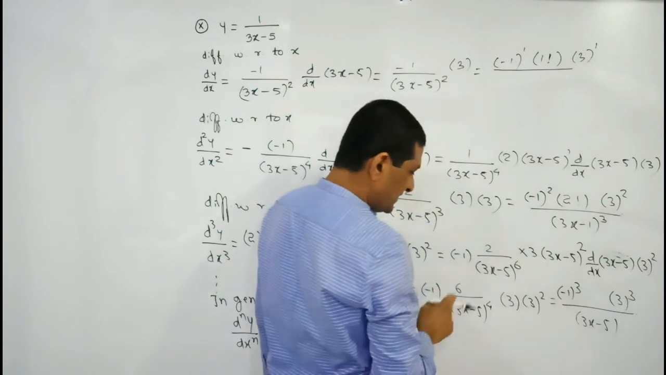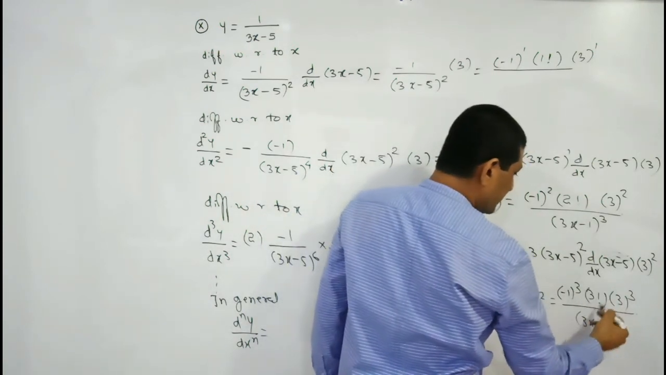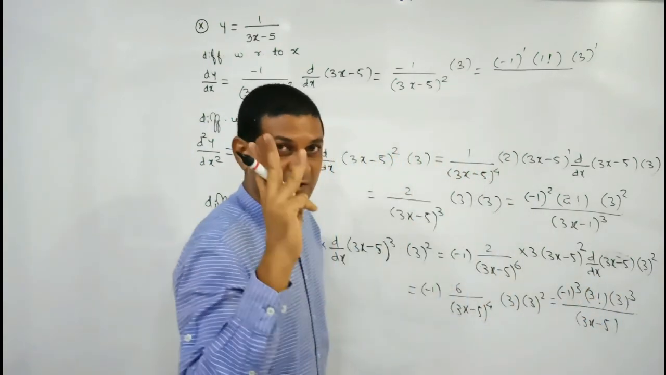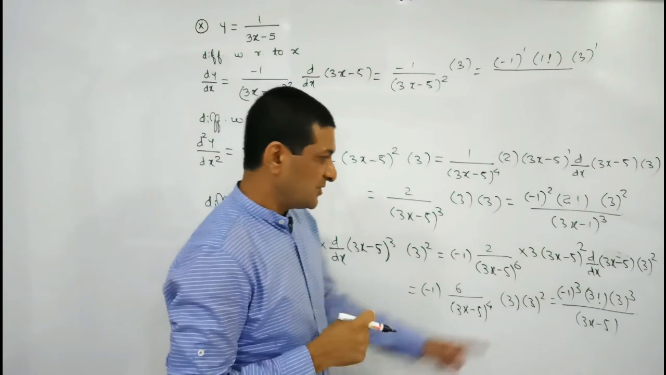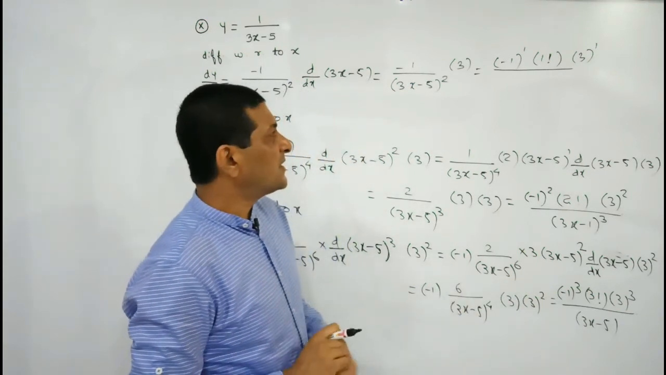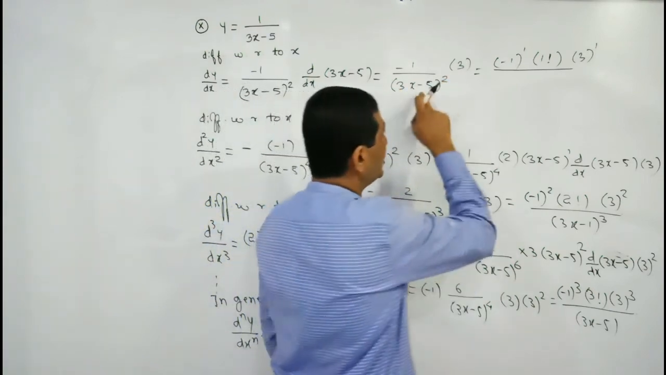In the same way, here 6 can be replaced by 3 factorial. Yes, 6 can be replaced by 3 factorial because 3 factorial means 3 into 2 into 1, means product of first 3 natural numbers. So its value is 6. चलो ये 6 को भी simplify किया. अभी फर्स्ट ऑर्डर डेरिवेटिव में क्या है हमारा? पावर ऑफ 3x minus 5 is 2.